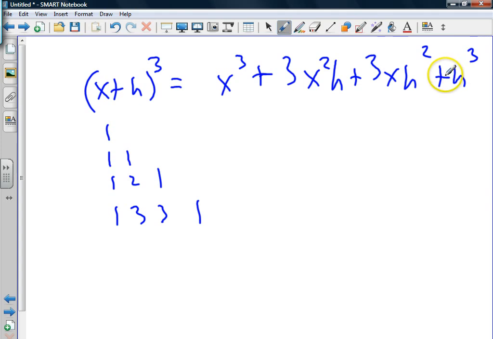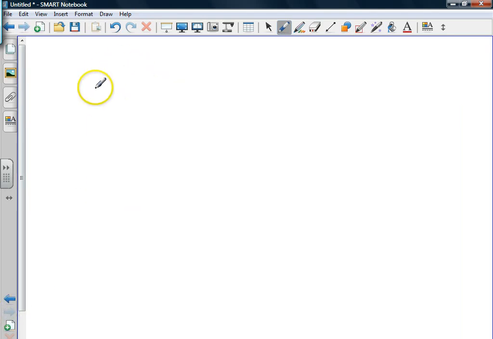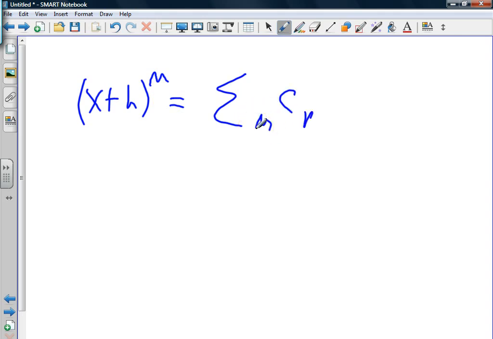I'm trying to think, how do you write that in general? You know sigma notation? Yeah. Yes. All right, let's see. N is 3. Could I write this more in general? I'd like to be able to generalize this a little bit. Let's see. What if I said x plus h to the n is going to be the sum of nCr as r varies from 0 to n times x to the r, h to the n minus r? I think that's correct. All right.